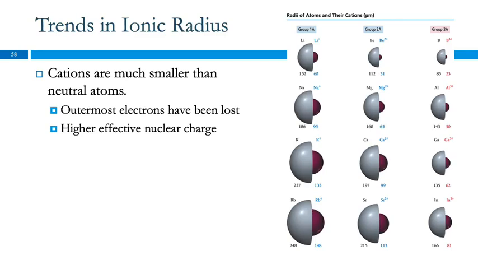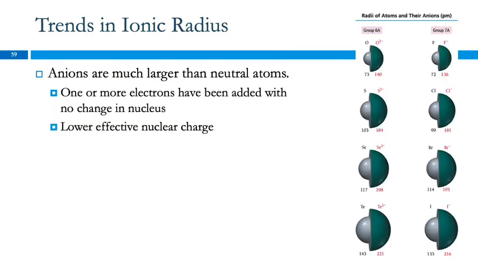So what I expect you to remember from this is cations are much smaller than neutral atoms. Anions are much larger than neutral atoms. That's kind of nice and symmetrical. And again here, the difference can be like twice as much. So here's fluorine goes from 72 to 136 by adding one electron. That's almost doubling in size, doubling in radius, right?